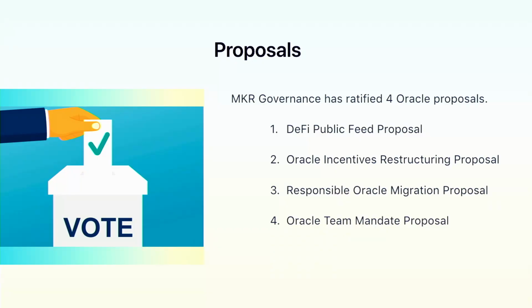So we're trying to build out this governance ecosystem around oracles more. And there's a bunch of different things that governance has voted on in the past relating to oracles. We passed the DeFi public feed proposal, and I'll get into that a little bit more in a second. The Oracle incentives restructuring proposal, the responsible Oracle migration proposal, and the Oracle team mandate proposal. I don't expect you guys to immediately know what those are, but we're going to go into those one by one.